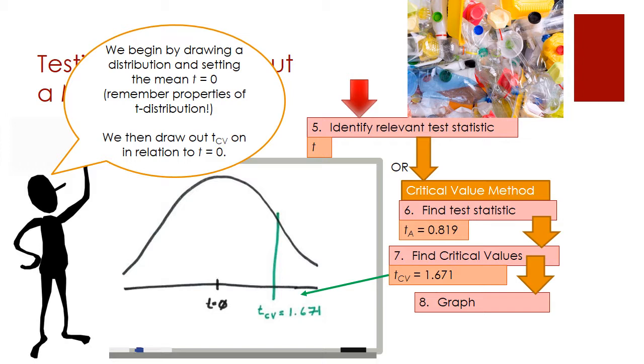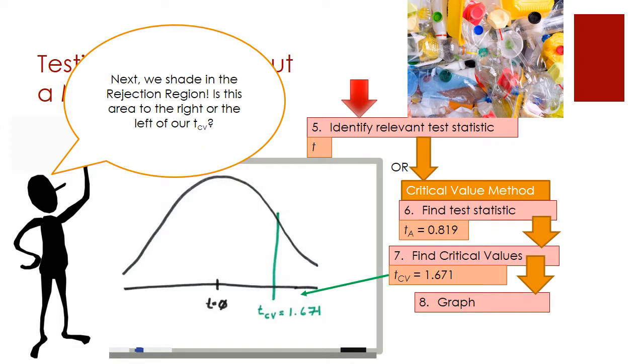Then we're going to draw out where our t critical value is in this graph in relation to t equals 0. Here we see our t critical value is 1.671, so it's going to be to the right of t equals 0. You see I've drawn that out. And the next thing we need to ask ourselves is we need to shade in our rejection region.